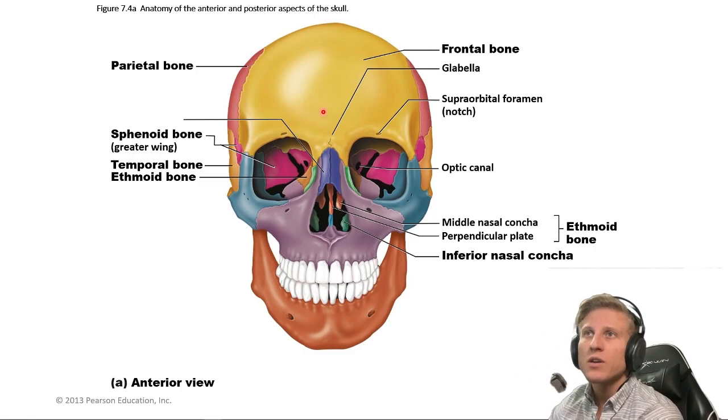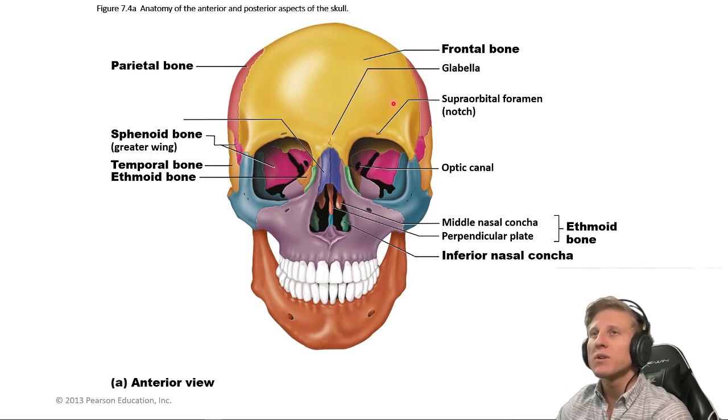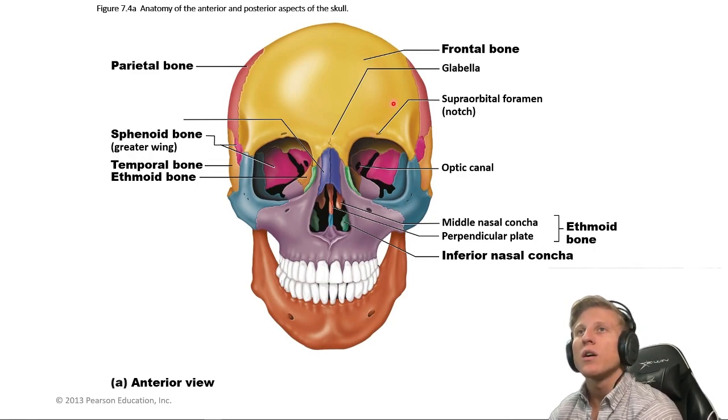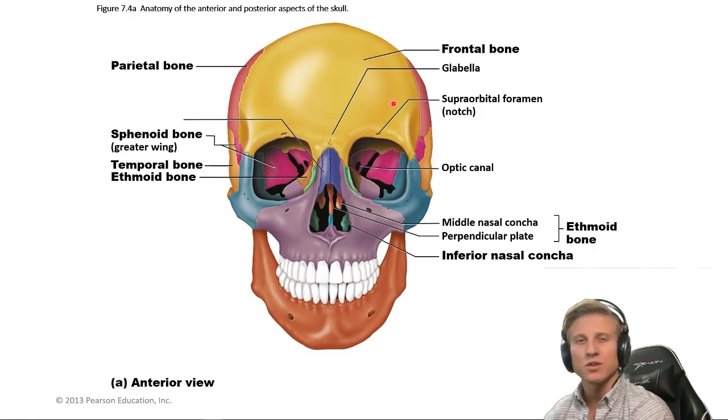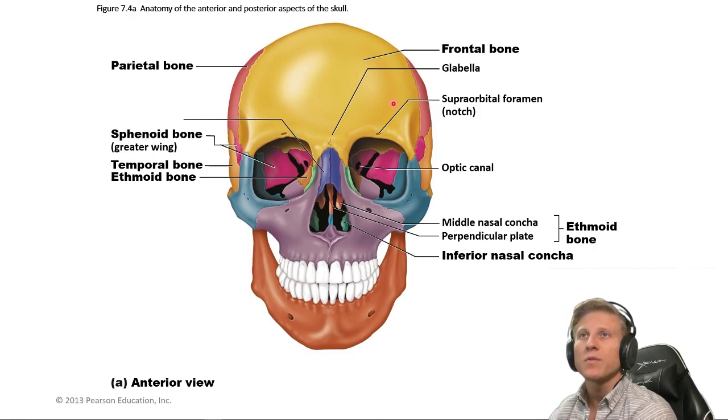And then we have the supraorbital foramen, or notch, located right here. Again, these foramen, typically as we see them on the skull, are inlets and outlets. They are tunnels for vasculature. Think like your veins and arteries, as well as for nerves to pass through. We'll see a number of examples in that regard.